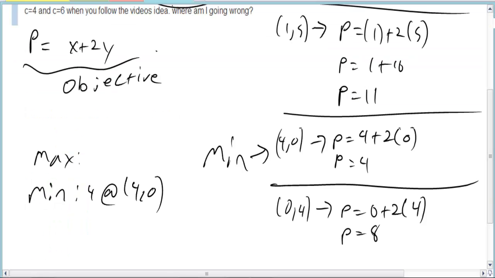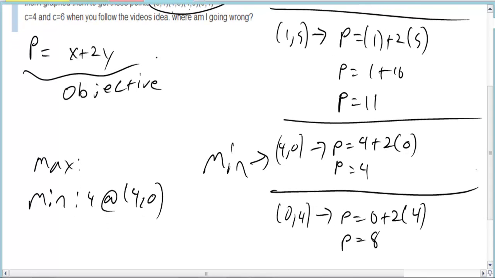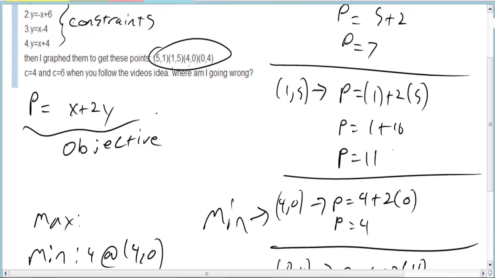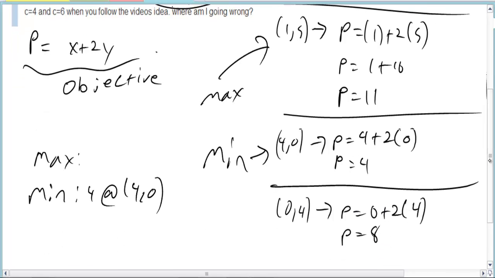So now for the maximum, we do the same thing. We just look for which one has the largest p-value. So 8 is bigger than 4, but which one's the biggest? Well, the biggest I see is 11. So therefore, this one right there will be our max. So we're just going to say we have a max of 11 at 1, 5.